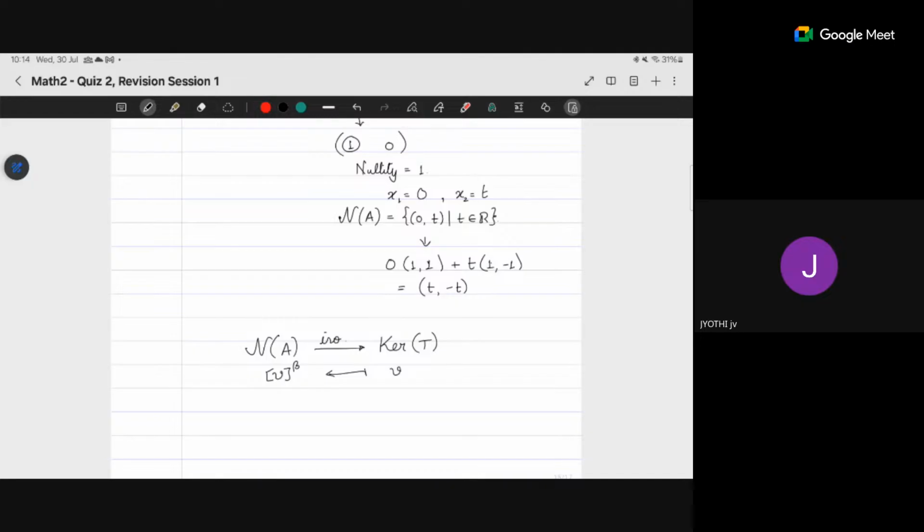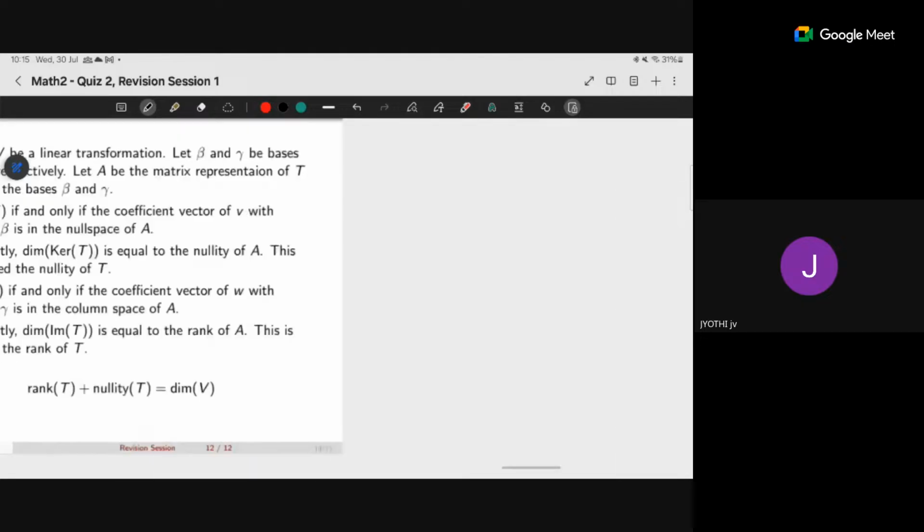You start with the kernel. You express the vectors in coordinates. Get the matrix with respect to a certain basis. Get the information from there, and then that will again be in terms of coordinates. So in order to come back to the vector space, you substitute using the basis.